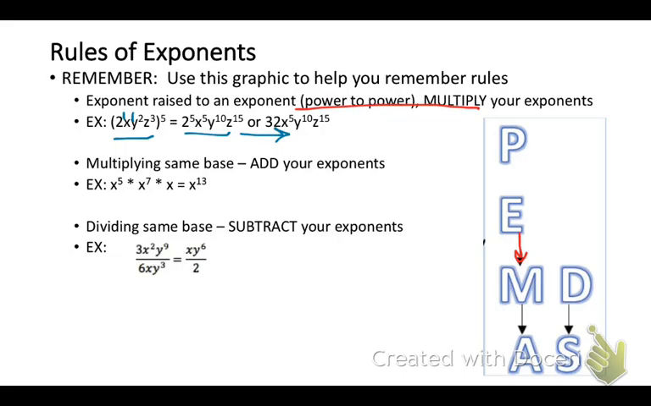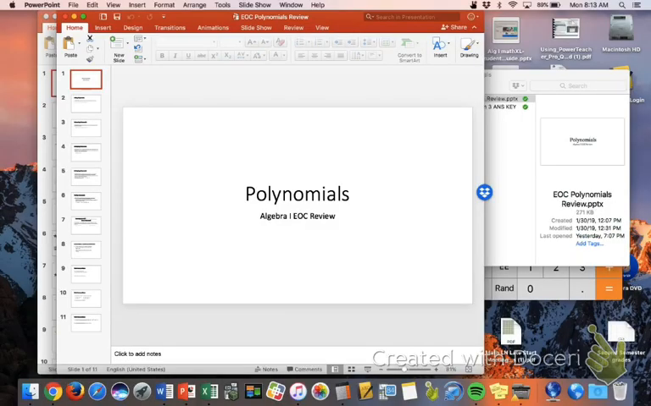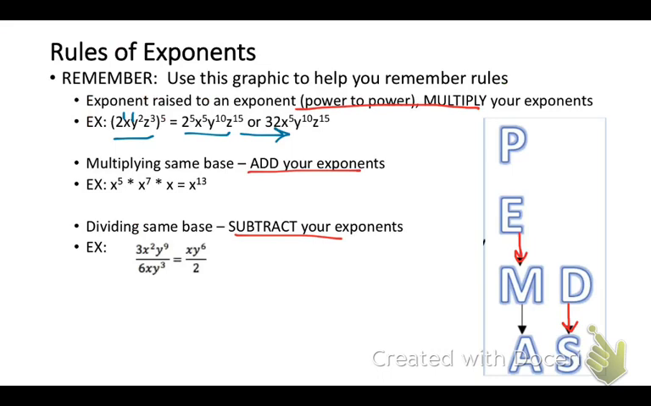Now when you multiply the same base, you're going to add the exponents. So you can see the example here, x to the 5th times x to the 7th times x to the 1st. And then you add 5 and 7 and 1, that's x to the 13th.